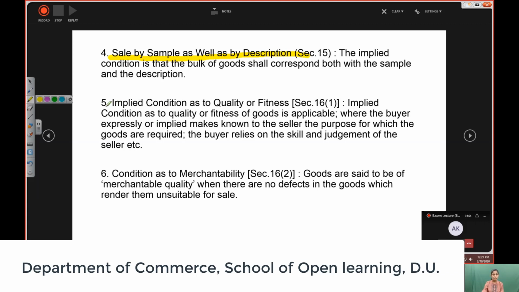Next implied condition is implied condition as to quality or fitness, Section 16(1). There's an implied condition that whenever a seller is selling something, and the buyer has specifically asked for a certain quality or fitness, then the seller has the duty to give goods as per the quality asked. For example, I went to an AC dealer and asked him that I want to buy a 5-star air conditioner. In this case, I'm the buyer and I have specifically asked for a certain quality. So it is an implied condition that the seller sells the goods as per the quality and fitness.